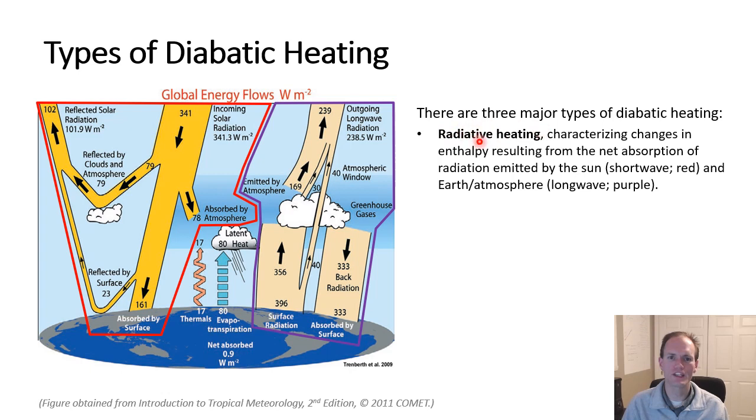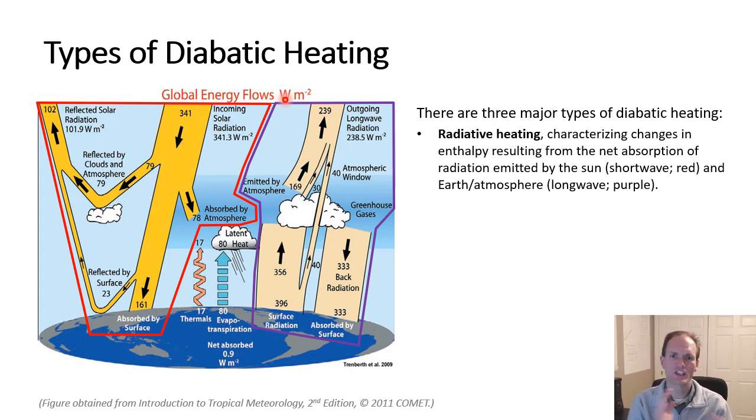Our first one, encompassing 2 different types, is radiative heating. So this is changes in enthalpy that result from the net absorption of radiation emitted by the sun, as well as the Earth and the atmosphere. So we're looking at the balance between what comes in and is absorbed versus what is emitted and goes out, away to outer space. The amount that's coming in from the sun is depicted here by the red box. This is what we call shortwave or short wavelength radiation. And that which is emitted from and comes out from the Earth and its atmosphere is given by the purple box here, what we call long wave, because it is at longer wavelengths.